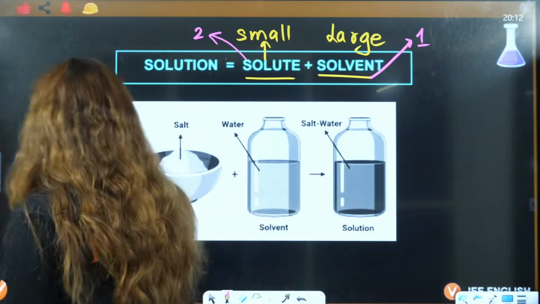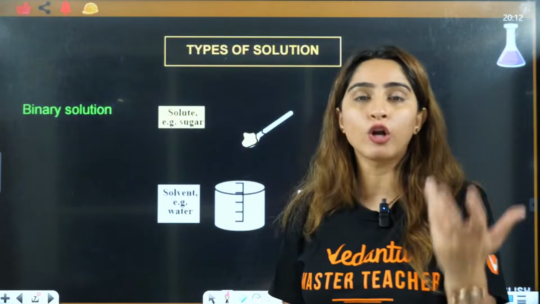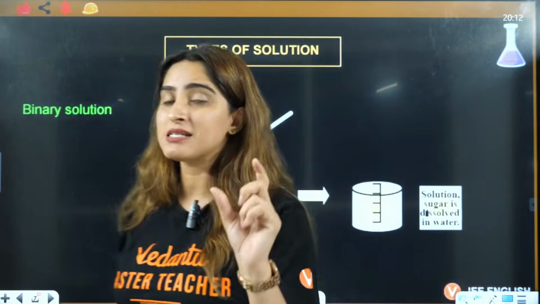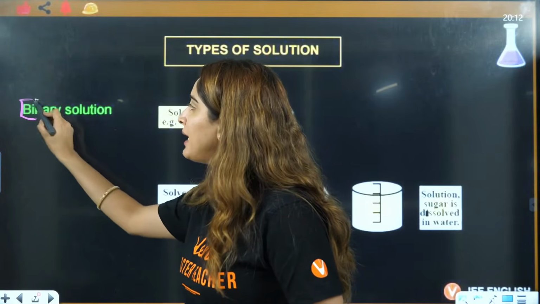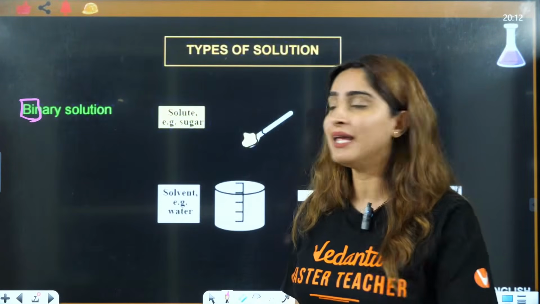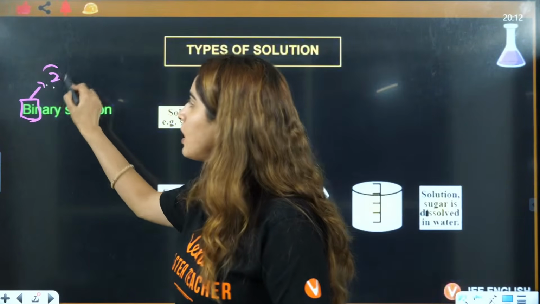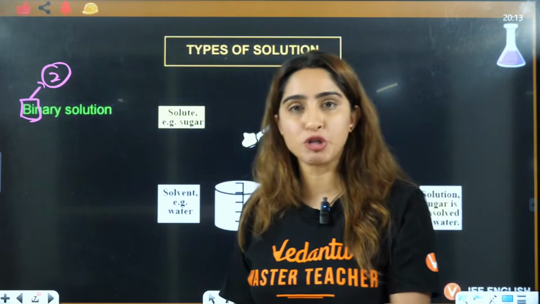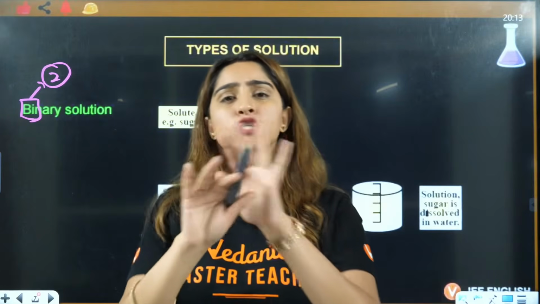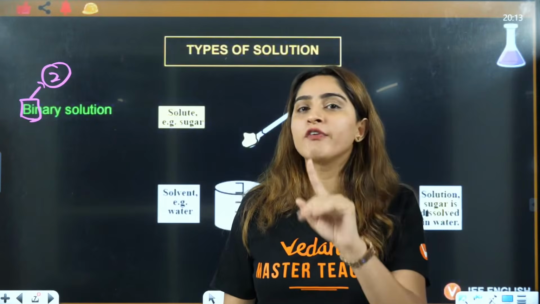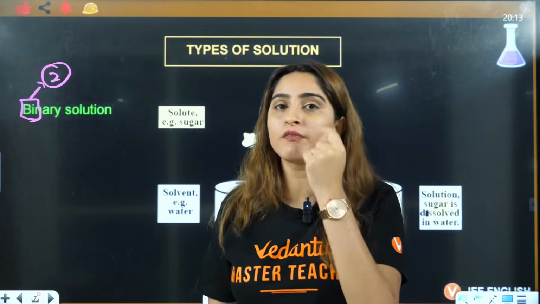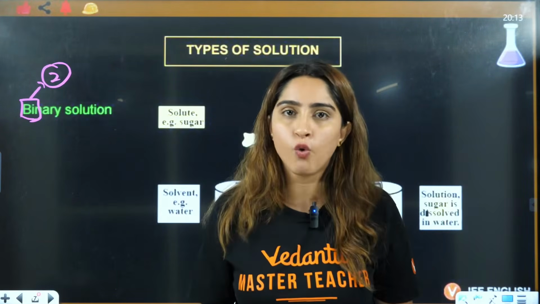Now, talking about the types of solutions, right? First is binary solution. Binary, bi. What do you mean by bi? Bi, di, bi. This means 2, right? So, binary solution means, see, solvent is always going to be 1. The maximum thing in quantity is always going to be 1, right?